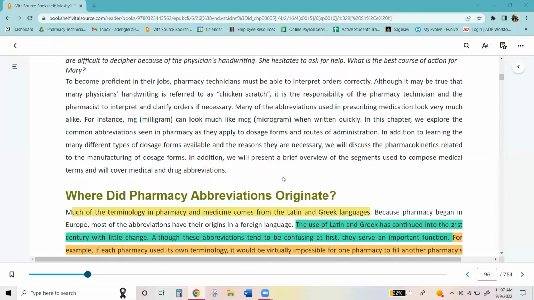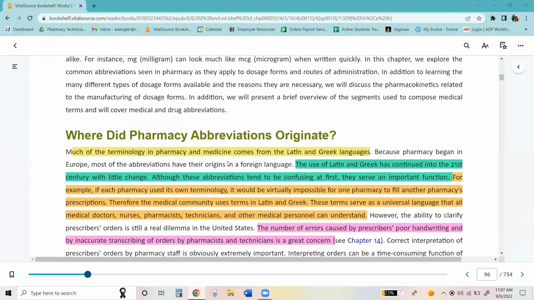Pharmacokinetics, we talk a lot about in pharmacology, and the medical terms we talk a lot about in med term. So if you've already taken those courses with us, then you will know what we're talking about. If not, we will go into more detail in those courses.